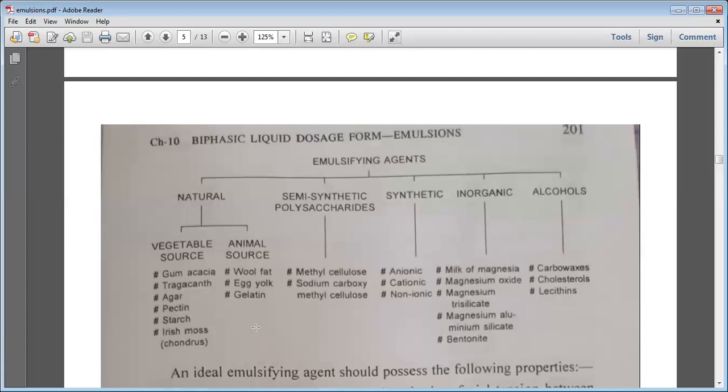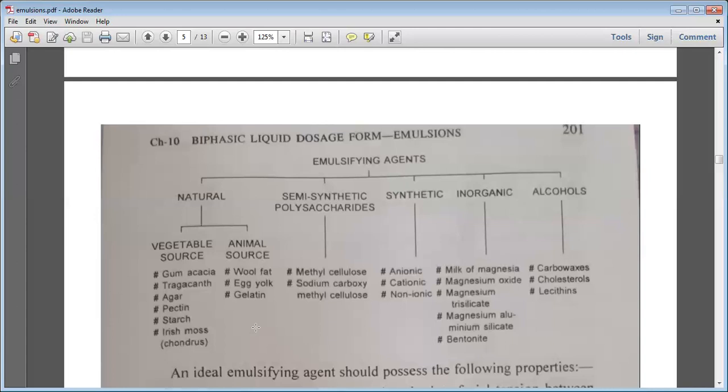If you see the natural emulsifying agents from vegetable sources, acacia, tragacanth, agar, pectin, starch, and Irish moss are some of the naturally occurring emulsifying agents. As I told you, these natural emulsifying agents are very prone to microbial contamination, and there is also a chance of breaking of emulsions.